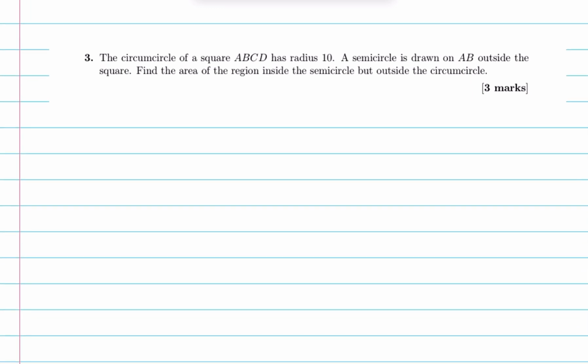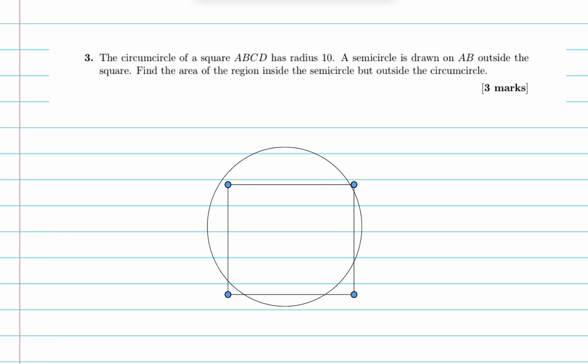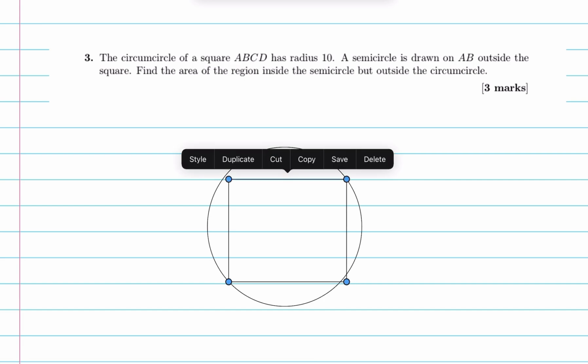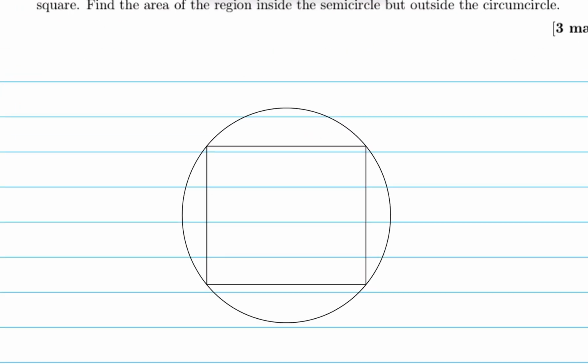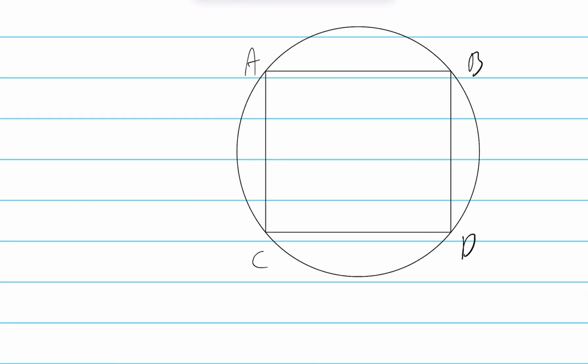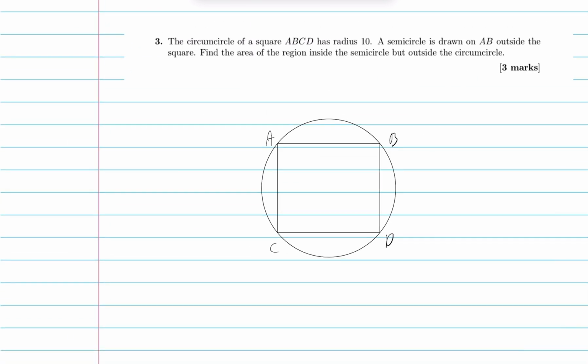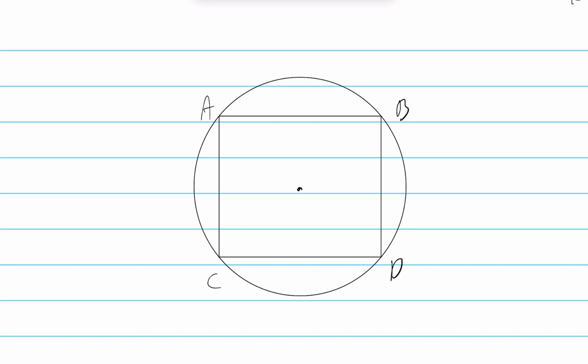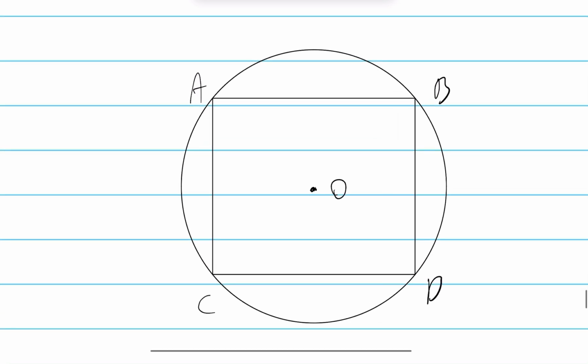Well, we have a circumcircle and we have square ABCD. We'll label it A, B, C, D, and it has a radius. Let's call the center O. It has a radius of 10. Call this 10. We can also call this 10.